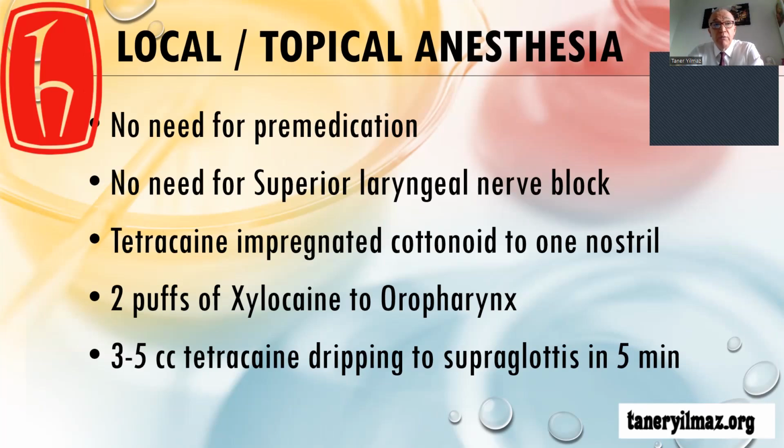If you do so, there will be a lot of secretion in the larynx, which will hinder your vision of the laryngeal anatomy. You can apply tetracaine impregnated cottonoid to one nostril, through which your flexible scope will pass. You can apply 2 puffs of xylocaine to the oropharynx, and you can titrate topical anesthetic, 1 cc per 1 minute, to the supraglottis, through the working channel of your flexible scope.